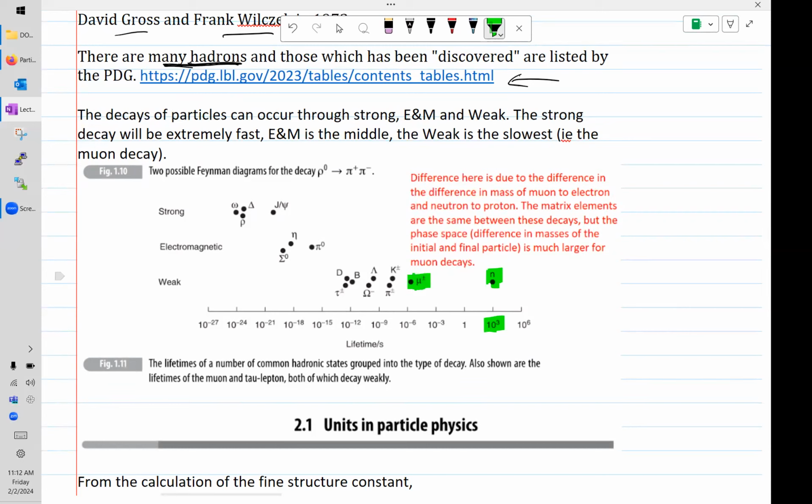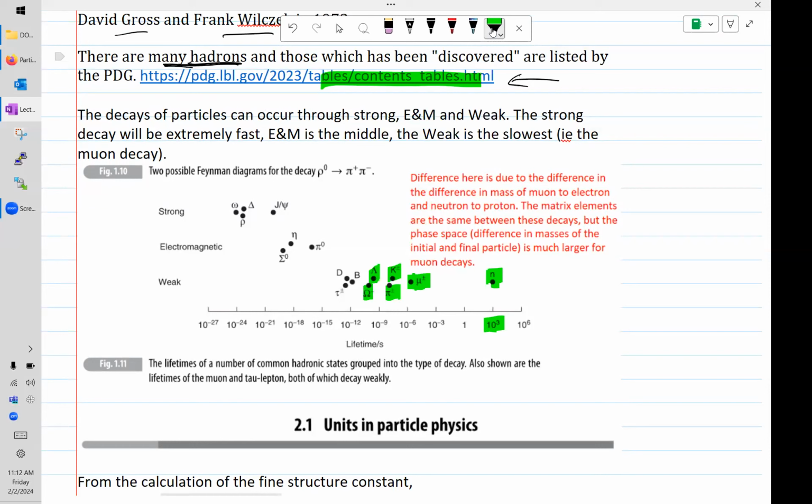10 to the minus 6 seconds, right? So 2.2 times that. There are other particles in here. This is a K plus, K minus, pi plus, pi minus, right? Those are mesons. This lambda particle and this omega particle are actually baryons. Don't try to remember which one is which. That's why there's a whole giant table for it.